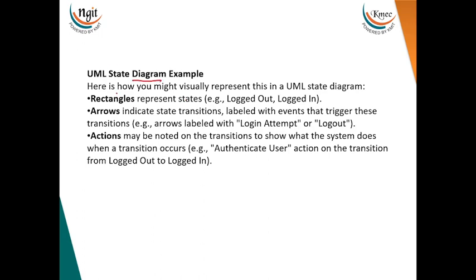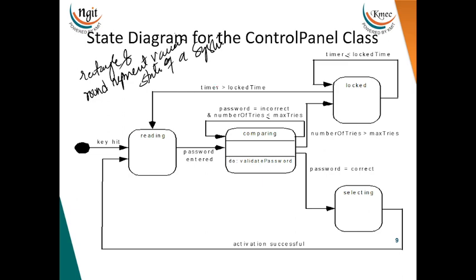Now, the UML state diagram. Here rectangles represent the logout and login boxes. Arrows represent actions, meaning labeled diagrams, and we have to see this example. Look here. Reading, key point, comparing, validate test, validate password, number of incorrect passwords. If it is the maximum number while logged, otherwise select. What are the select operations?